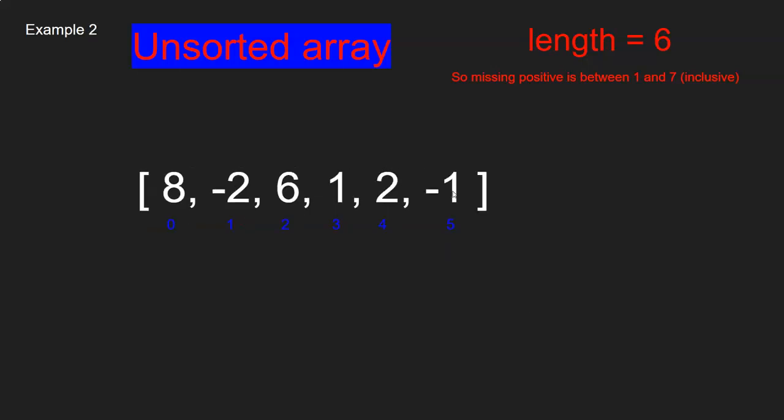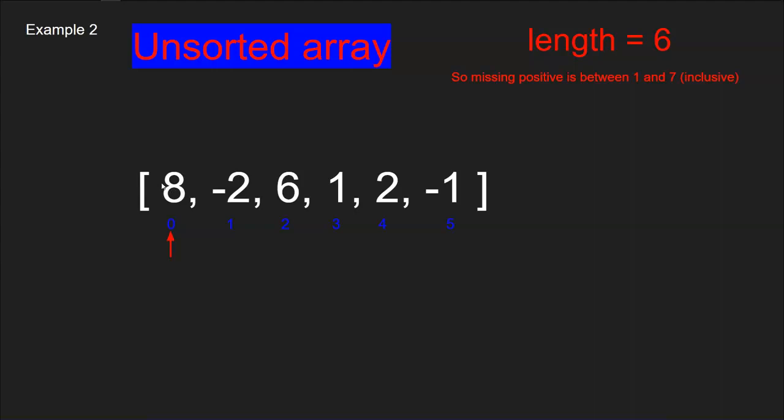Now take a look at another example with an array with values 8, -2, 6, 1, 2, -1. So these are random values. Now let's apply the same logic here as well. At index 0, we have element 8.